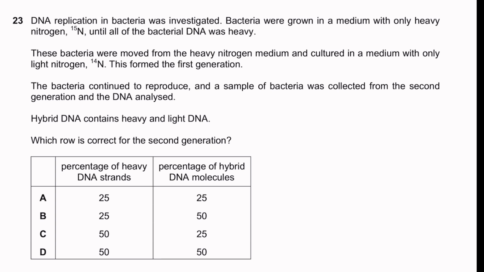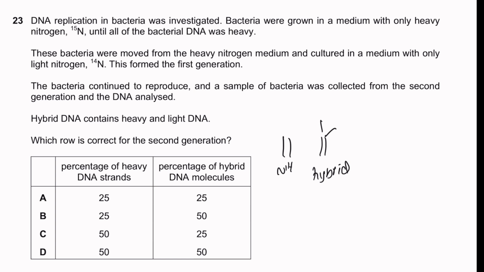Percentage of heavy DNA strands. So for the second generation, basically of them being grown in N14, they're going to be only 50% hybrid. The first generation was 100% hybrid. The second generation is going to be 50% hybrid, meaning part of it is going to contain only N14, and then part of it is going to be hybrid, meaning it has one N14 strand and one N15 strand.